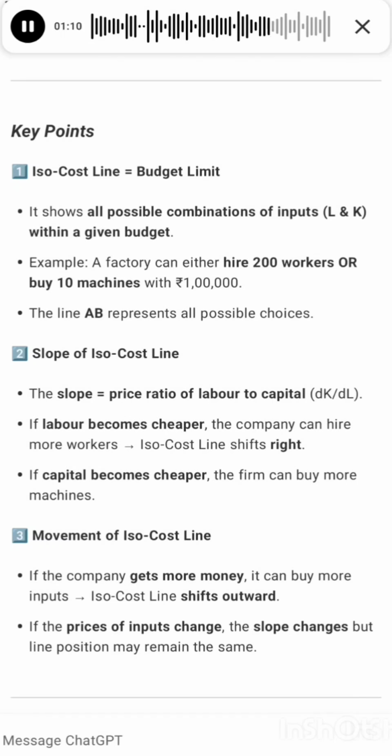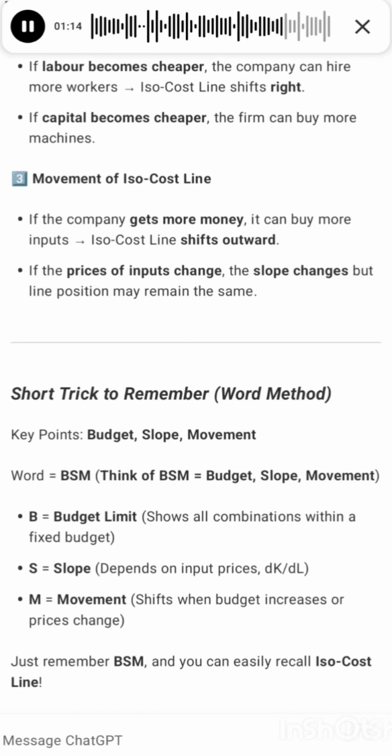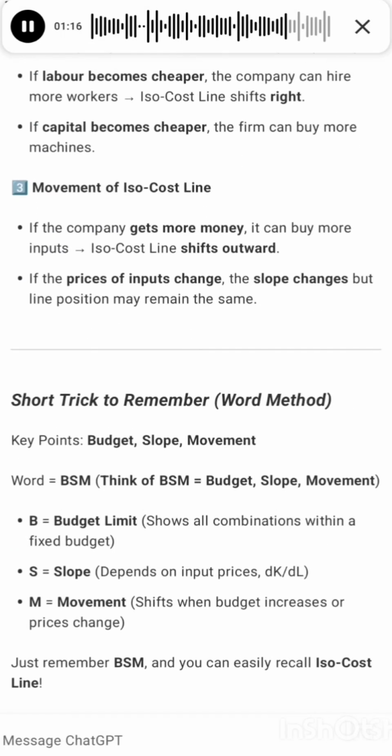Short trick to remember, word method. Key points: Budget, slope, movement. The word equals BSM: budget, slope, movement. B equals budget limit, which shows all combinations within a fixed budget. Slope depends on input prices. M, movement, shifts when the budget increases or prices change. Just remember BSM, and you can easily recall the ISO cost line.